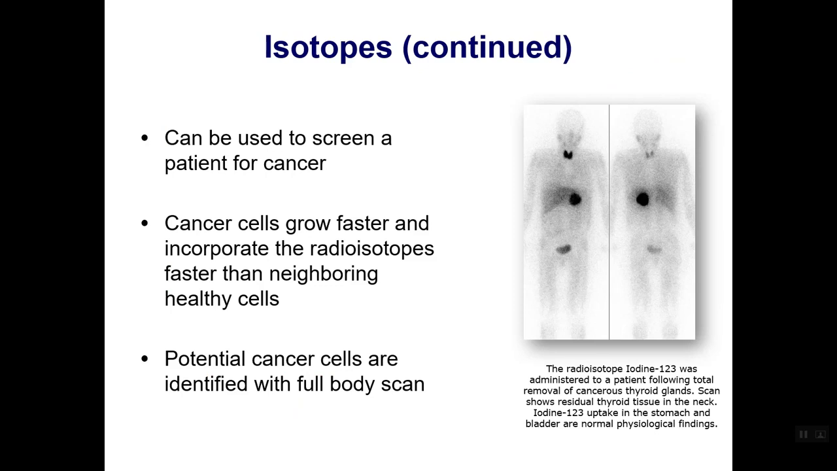Some other relevant ways we can use isotopes are in scanning patients for cancer. It can be used as a tracer dye. So cancer cells grow faster than normal cells do, and they also incorporate radioisotopes faster than healthy cells. So if we administer to a patient radioisotopes such as iodine-123, where 123 is the mass number, then we scan them, we will be able to see where the radioisotopes are being taken up the quickest.